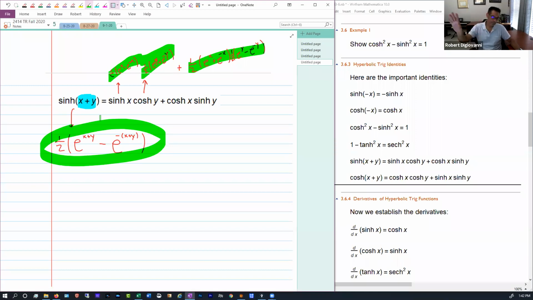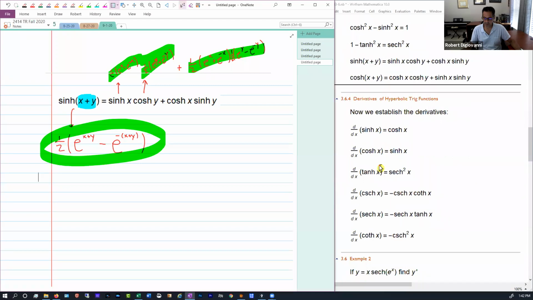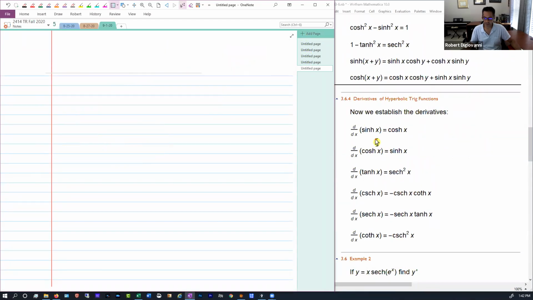We're not interested in all this stuff, the properties. We're interested in the derivatives. We know now that there are 6 hyperbolic trig functions, and we know they've got some properties. We practiced identities, and now we say, okay, forget that. What are the derivatives? So let's look at the derivatives, and let's look at the first one.